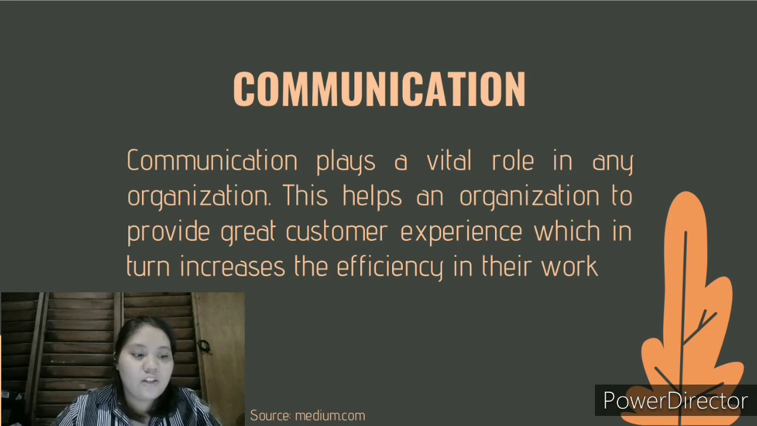This helps an organization to provide great customer experience, which in turn increases the efficiency in their work. In a certain study, it details the importance of communication among the employees. In the study, two units received 15% across the board pay cuts. The reason for the pay cuts was communicated in different ways between the two units. In one, where an adequate explanation was made, they provided the group with a significant amount of information explaining the reasons for the pay cuts, and certain reactions were made. While in the other unit, an inadequate explanation happened, which made them receive much less information and no reaction.